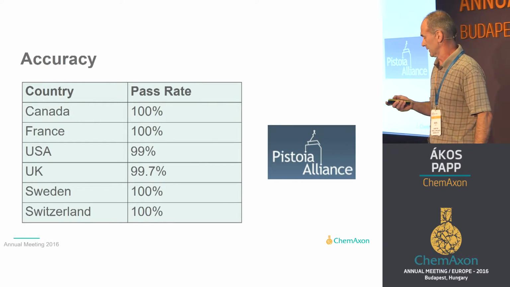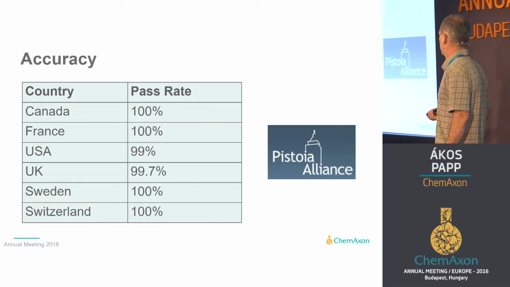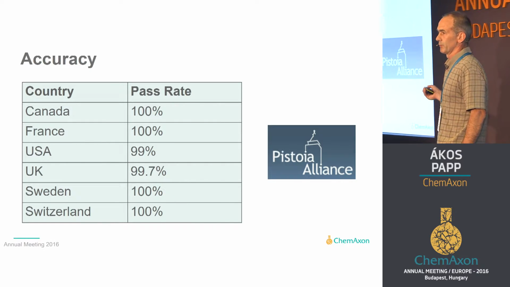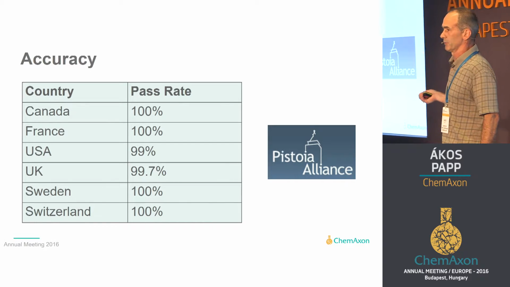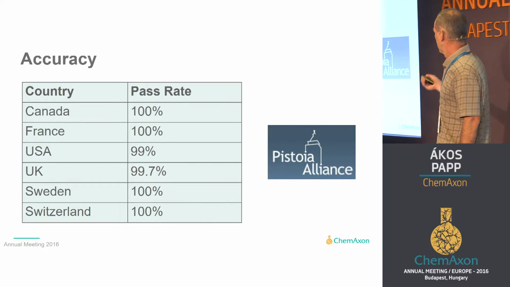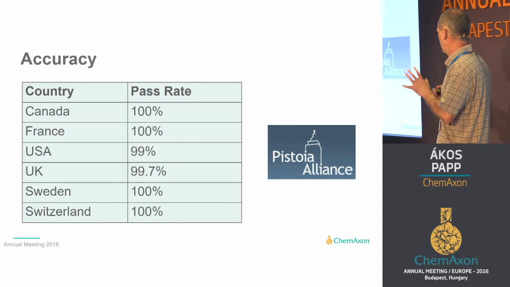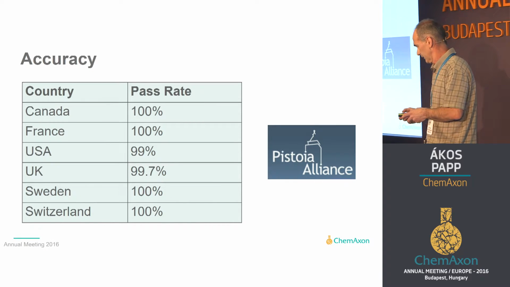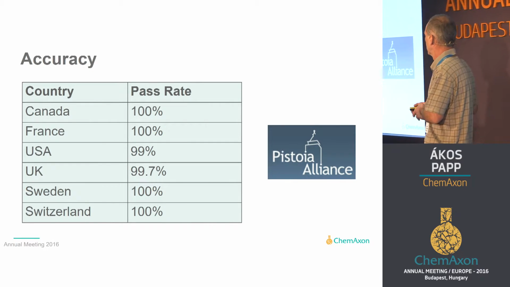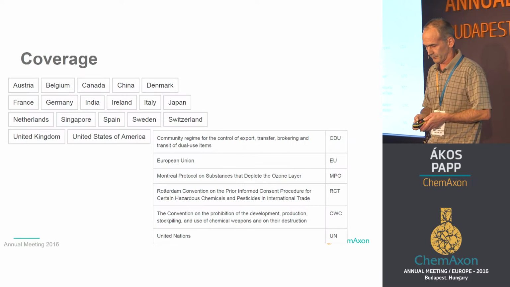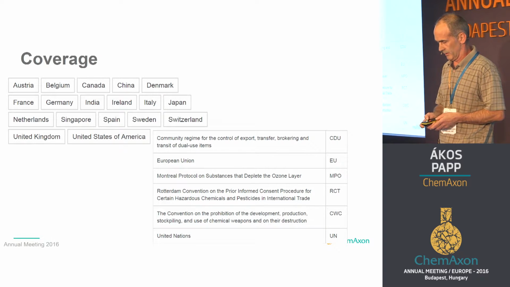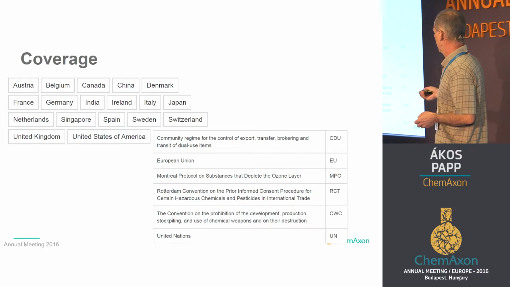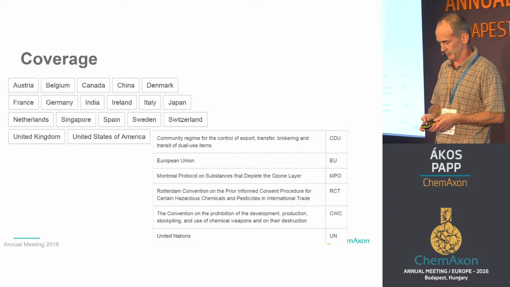And the accuracy, this slide shows the result from the Pistoia blind set. So you can see it was almost 100% for all of these countries. Actually, we won that competition, although by a little margin against Sitegrity, but this proves the accuracy. And the coverage: here we have some international regulations and predefined countries.